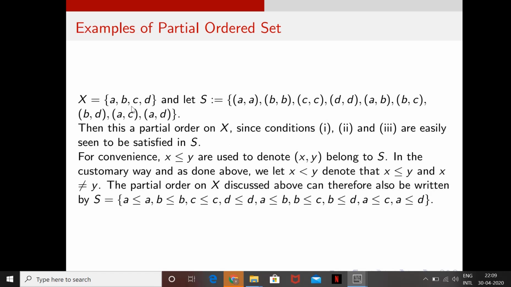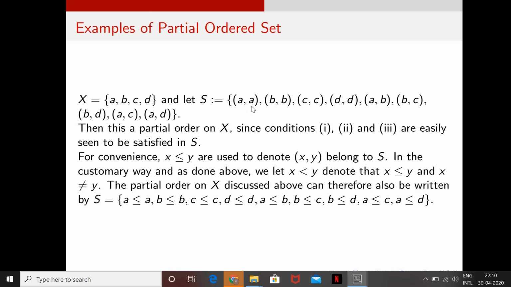If X has elements A, B, C, and D, and let S contain (A, A), (B, B), (C, C), (D, D), (A, B), (C, B), (D, A), (C, A), and (A, D), then this will be a partial order on X because the three relations are being satisfied here. The first was reflexive. You can see that (A, A) belongs to this set. Second was the transitive, in which if (A, B) is there and (B, C) is there, then (A, C) should also be there. And the third was antisymmetric, which states that if X relates to Y and Y relates to X, then it should imply X is equal to Y.